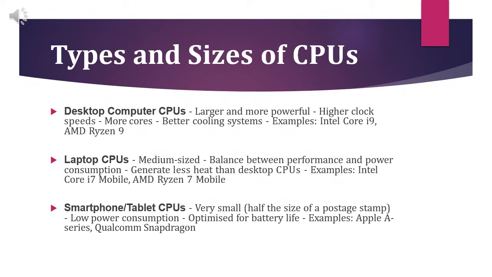Now, let's look at the different types and sizes of CPUs. Desktop computer CPUs are generally the largest and most powerful. They have higher clock speed and more cores, and because they generate a lot of heat, they require robust cooling systems. Common examples you might hear of are the Intel Core i9 and the AMD Ryzen 9.